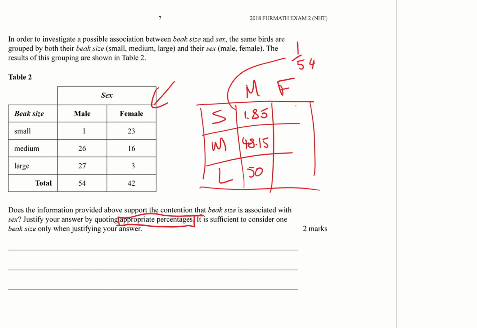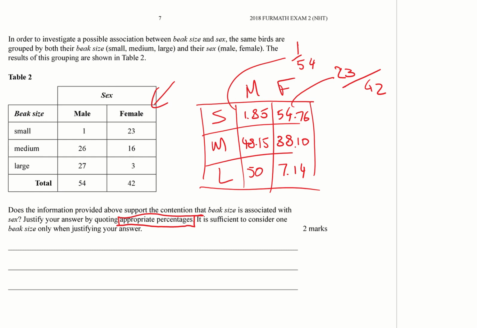Okay, and for this one here, it becomes 23 divided by 42. And so it's going to be divided by 42 on those ones. So that's going to be 54.76, 38.10, and this is going to be 7.14. Okay, and that'll equal 100%.